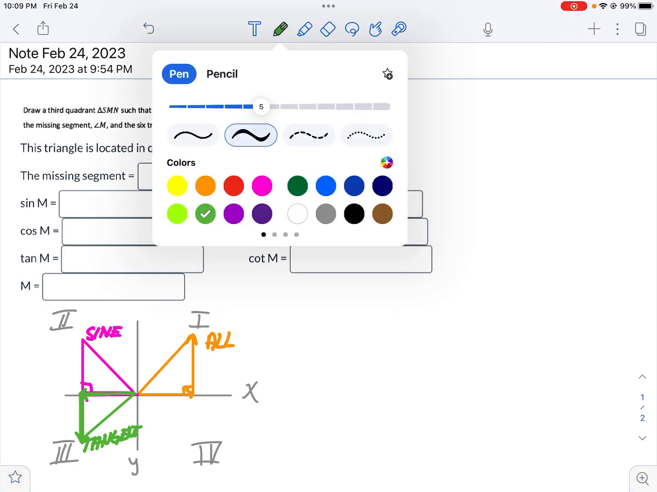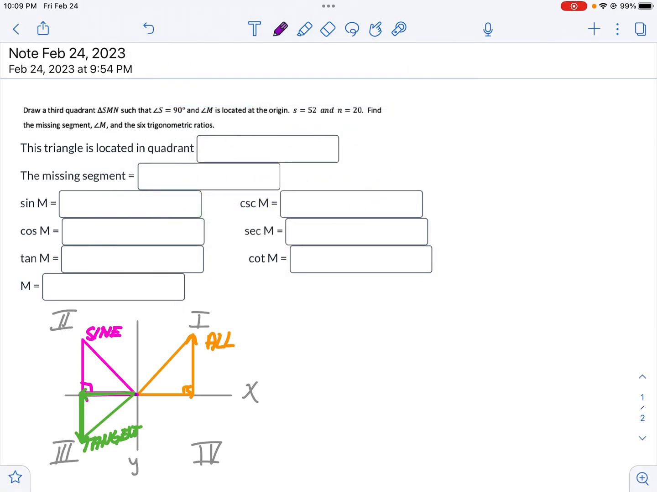And then in the fourth quadrant, to get in the fourth quadrant, you're going to go to the right, but then you're going to go down. And going down is negative. So anybody that has the vertical number in it will have to be negative. So the only thing that's positive is cosine. So cosine is positive in quadrant 4.